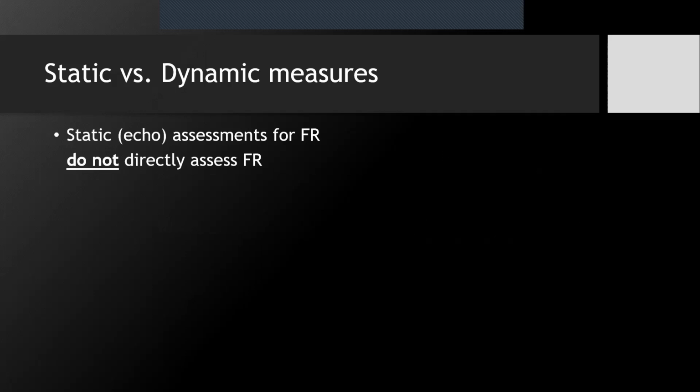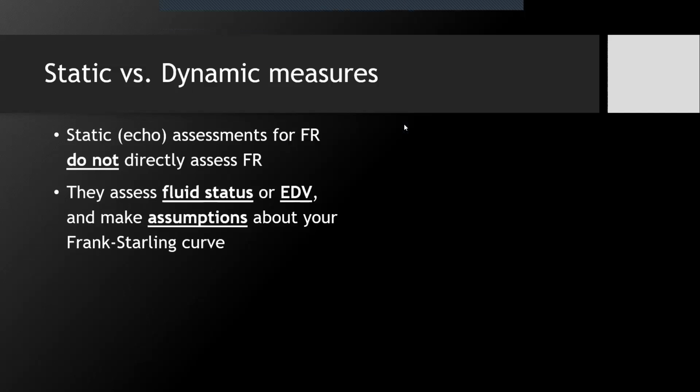And then the final thing to point out is the key distinction between static and dynamic measures, which everyone is familiar with. So just to briefly review, there are static ways of assessing fluid responsiveness and dynamic ways. And the static ways of assessing fluid responsiveness don't actually directly assess fluid responsiveness. What they do is they'll assess fluid status or your end diastolic volume. So some static parameter like CVP, based on that, you'll make an assumption of what patient's fluid status is. And then you'll make a further assumption about what their Frank-Starling curve looks like.